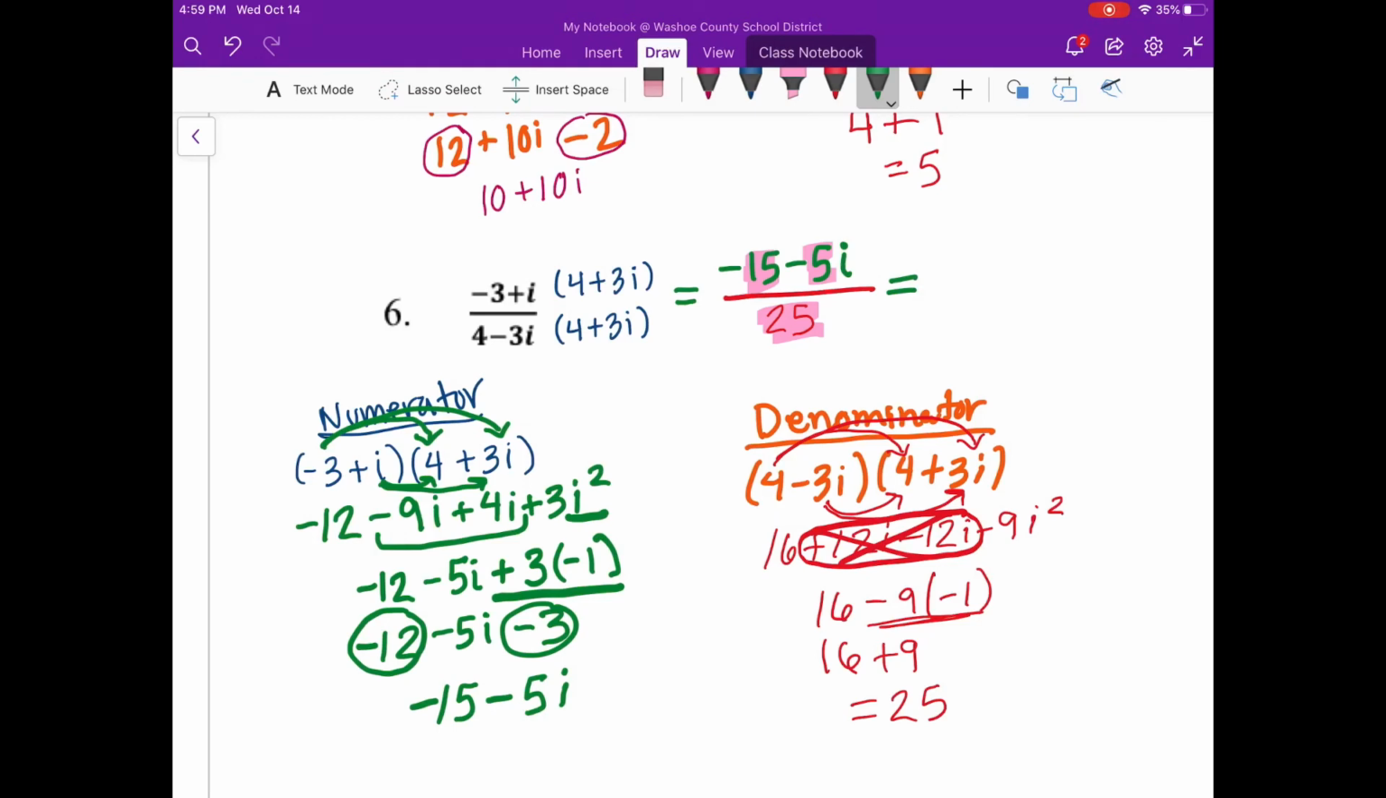Okay, and I know that 5 goes into all of these. So you're dividing the whole thing by 5. So 15 divided by 5 gives me a 3. Keep the negative there. 5 divided by 5 is 1. You can put a 1 in front of it or just i. And then 25 divided by 5 gives me a 5 as my answer.